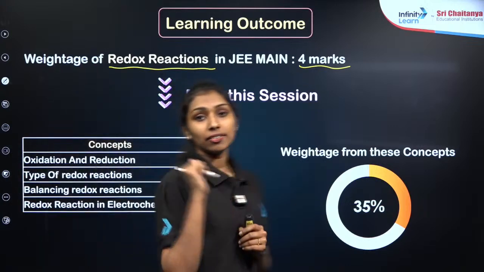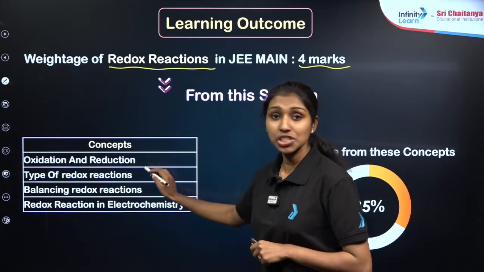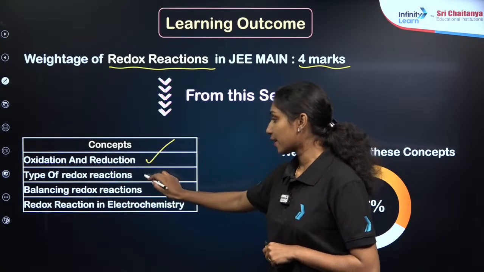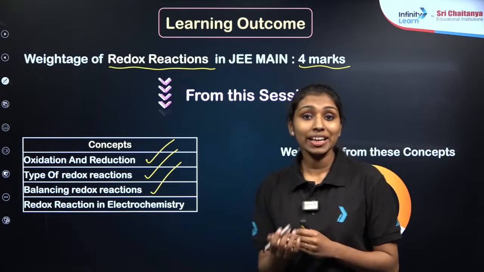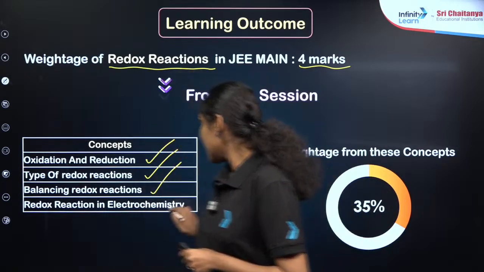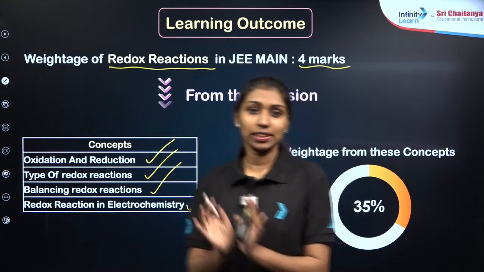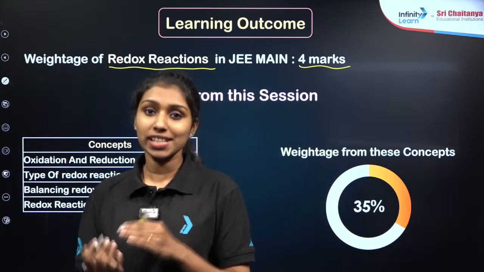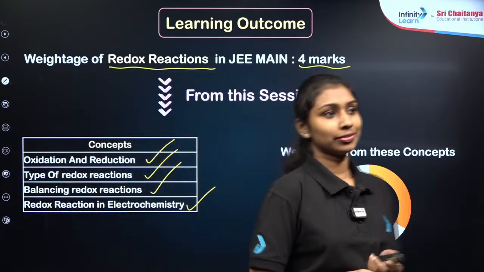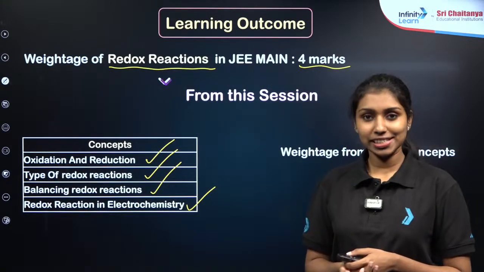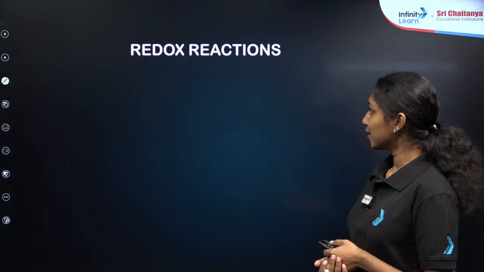The major topics covered in this chapter are oxidation and reduction, types of redox reactions, balancing of redox reactions, and finally the application of redox reactions in electrochemistry. Today in this session, we are focusing on the basics of redox reactions, that is, what is oxidation as well as reduction. Clear? Without wasting time, let us go to the topic first.